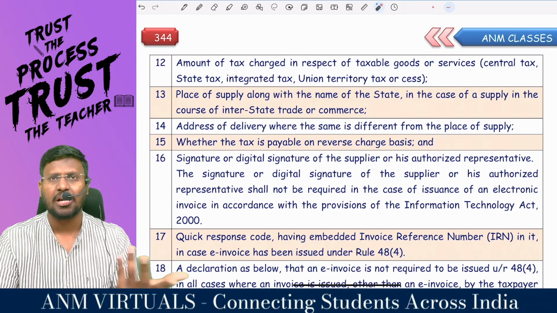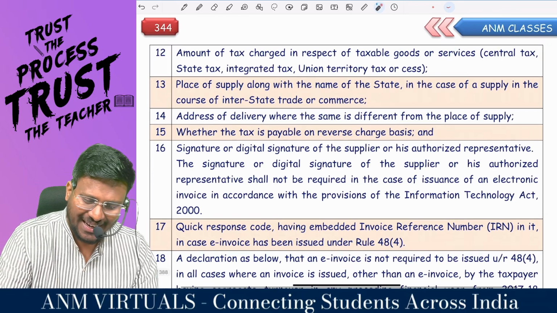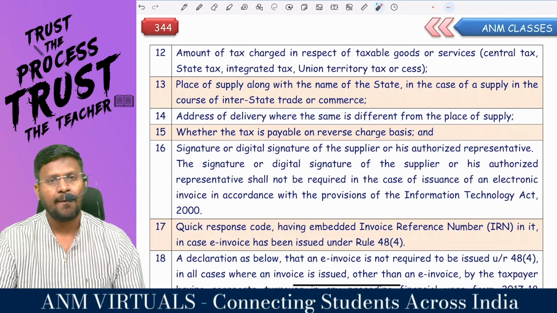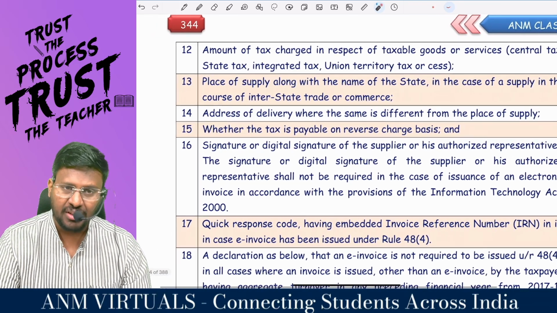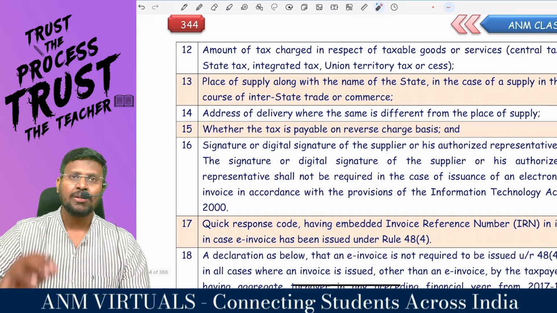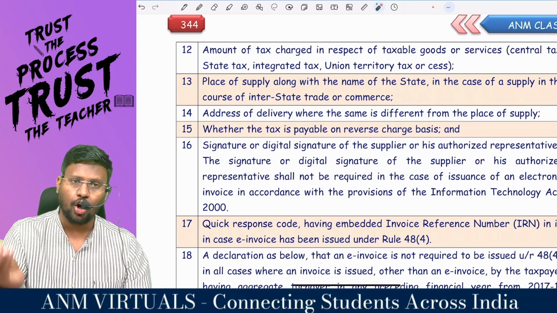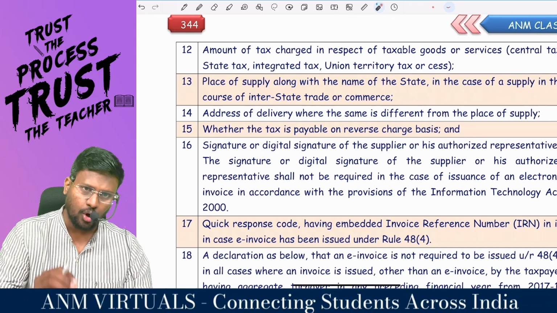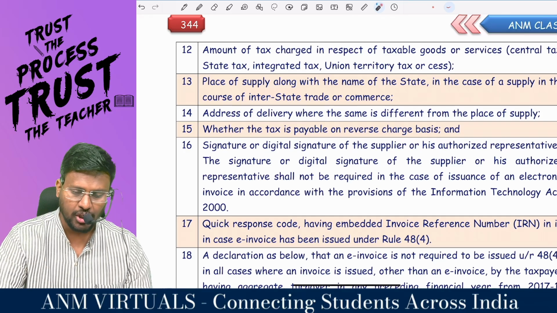It may be a bill-to-ship-to transaction also, right, sir? Whether the tax is payable on what charge basis? You have to say in the invoice that this supply is, sir, RCM. So it is covered under section 9(3) or 9(4) or 5(3) or 5(4), so that you have to mention.